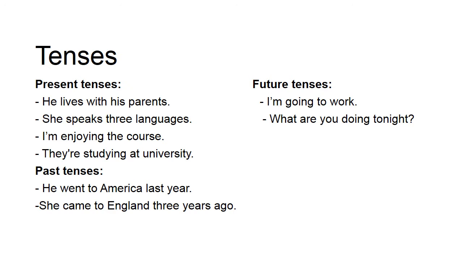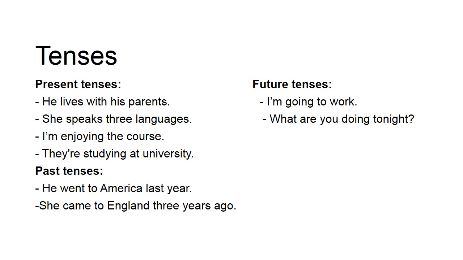Tenses, present tenses. Example for present tenses: he lives with his parents. She speaks 3 languages. These two sentences are present simple, and the third and fourth sentences, I'm enjoying the courses, they are studying at university, are present continuous.